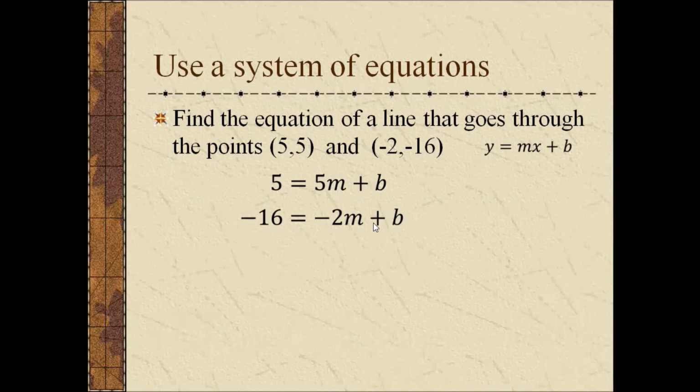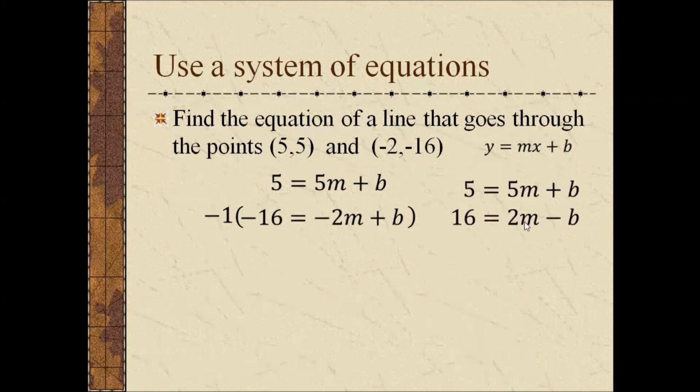It's not quite ready to solve yet because I don't have opposite numbers in front of the m or in front of the b. But a quick way to fix that is to multiply the bottom equation times -1. Now we'll have the system of equations 5 equals 5m plus b, and positive 16 equals positive 2m minus b. When I add the equations together, the plus b and the minus b will cancel out. That's the elimination part of this method.